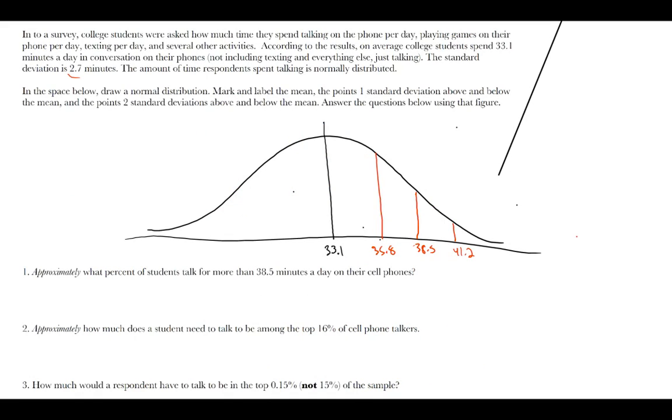And then I'm going to go the opposite way. I'm going to subtract. So I'm going to do 33.1 minus 2.7, 30.4, minus 2.7 again, 27.7, minus 2.7 again, and we get 25. So there I've got, again, this is mu plus sigma, mu plus 2 sigma, and mu plus 3 sigma. This is mu minus sigma. You don't have to write this every time, but just want to make sure you know what's happening here.